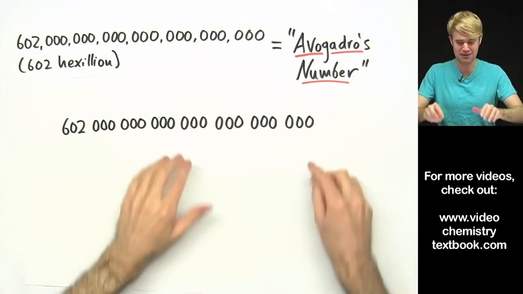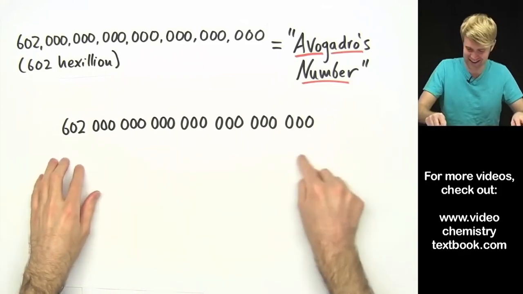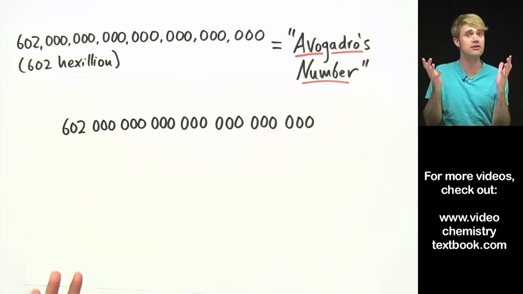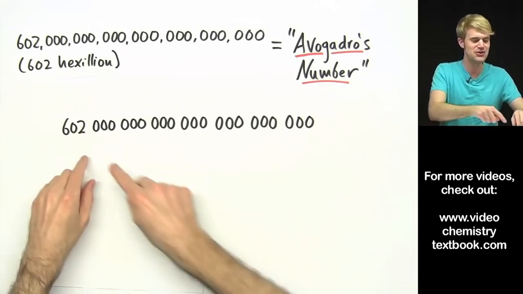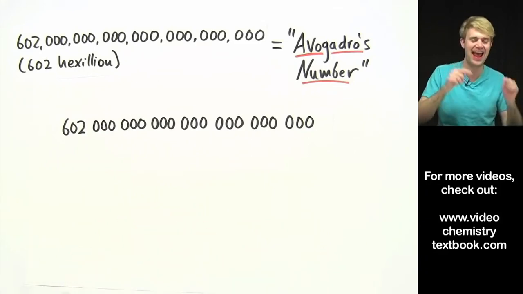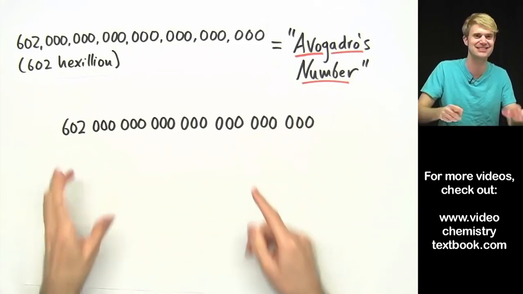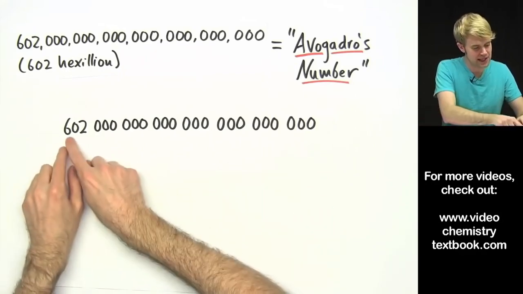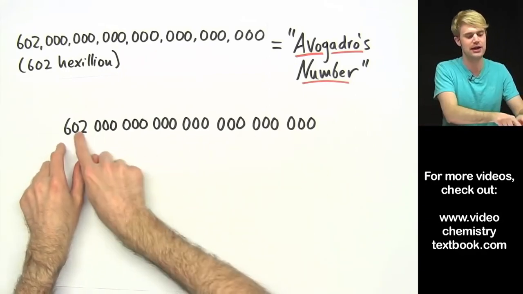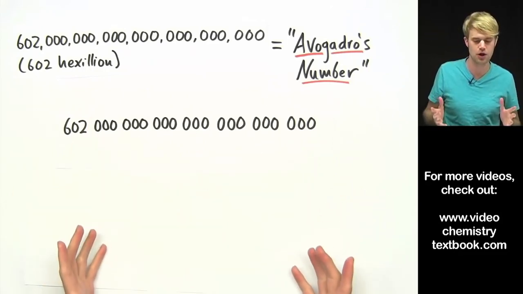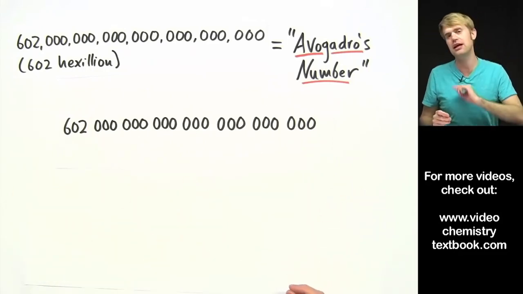If you're doing math by hand, you've got to write this out and do your multiplication and division with 21 zeros. Even if you're using a calculator, you've got to type in all of these zeros and make sure you have the right amount. And then when you get your answer, you've got to go back and count how many zeros your answer has. It's a total pain. So instead of writing out 602 hexillion with all these zeros every time we want to talk about moles, we tend to abbreviate this number.